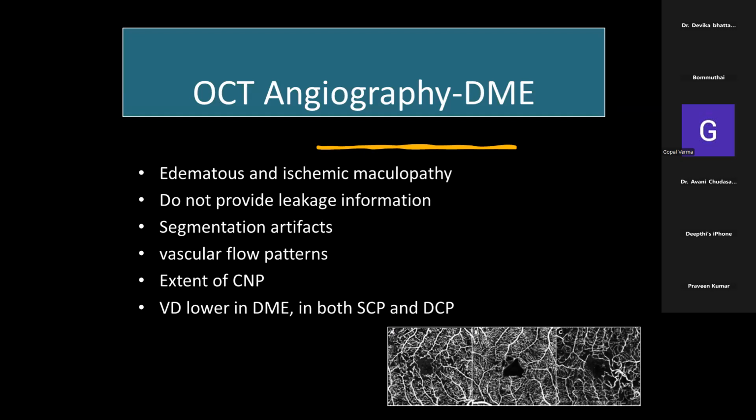Now coming on to the most important thing, diabetic macular edema, and how the OCTA helps in diabetic macular edema. I will not be talking about tractional DME here. I will be talking about only edematous DME and ischemic DME. OCTA does not provide leakage information, unlike FFA. The most problematic thing of OCTA in DME is segmentation errors. You tend to have fluid in DME. This fluid does not allow us to segment the layers automatically. There will be segmentation errors because of the irregular layers. Even the flow patterns will be altered, and the OCTA changes tend to correlate with the extent of capillary non-perfusion.